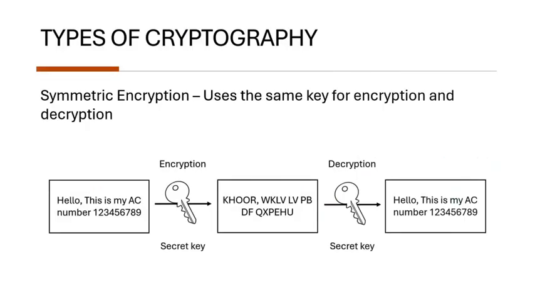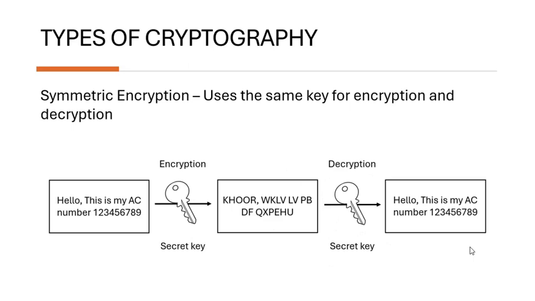There are two types of cryptography based on the number of keys used for encryption and decryption: symmetric and asymmetric. In symmetric encryption, only a single key is used for both encryption and decryption. Here we can see the plain text, which is encrypted by using a key, and then the same key is used for decryption as well.